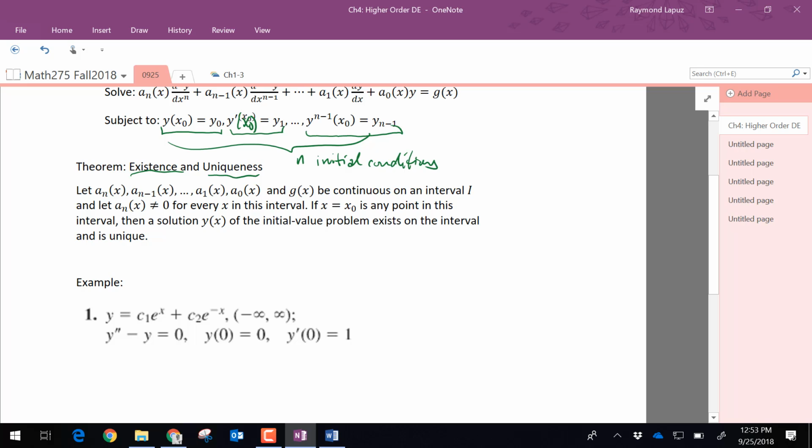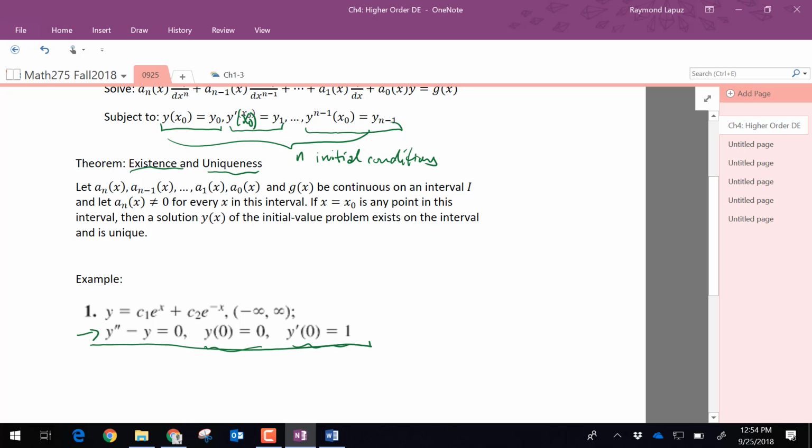So here's an example where we have a second order differential equation. Your differential equation is y double prime minus y is equal to 0. And then you would have two initial conditions. Initial condition at 0, where you have the value of y at 0, and you have the value of y prime at 0. So those are the two that we need. So this is your differential equation and your initial condition. So this is your IVP.